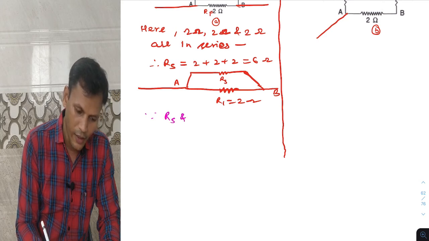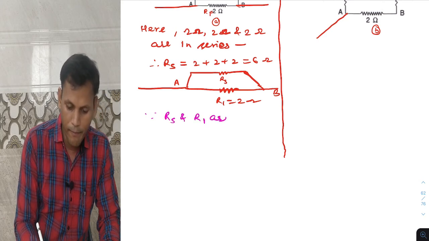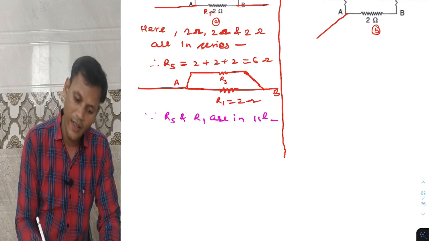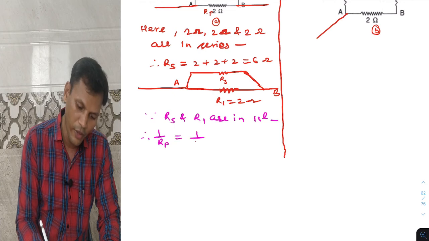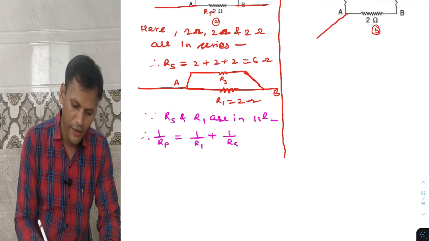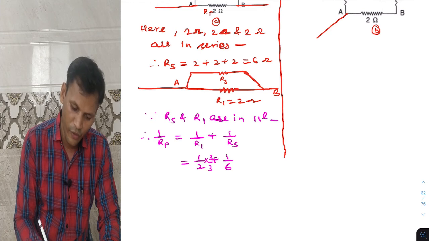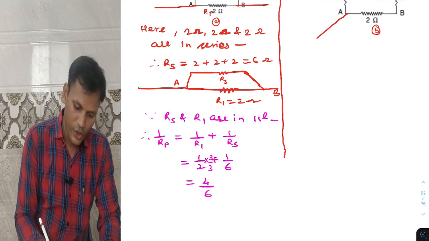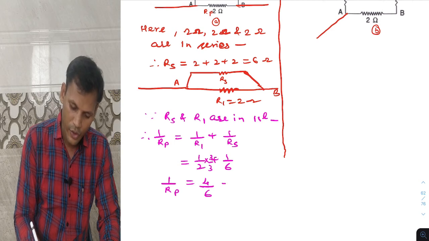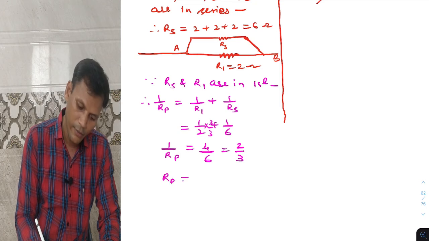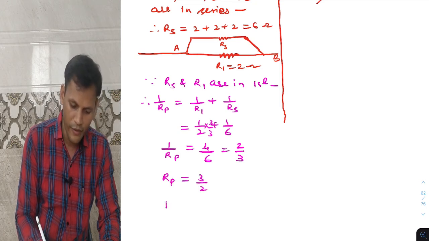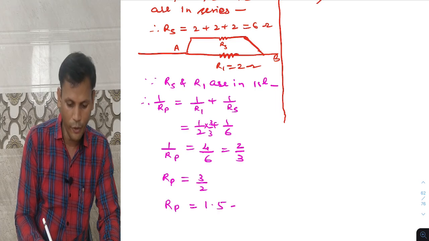since Rs and R1 are in parallel combination, 1 upon Rp is equal to 1 upon R1 plus 1 upon Rs, and we know R1 is 2 and Rs is 6. So multiplied by 3, divided by 3, 3 plus 1 is 4, so it becomes 4 by 6. So 1 upon Rp becomes 2 by 3. So Rp will be 3 by 2, which is 1.5 ohm. So it is 1.5 ohm.